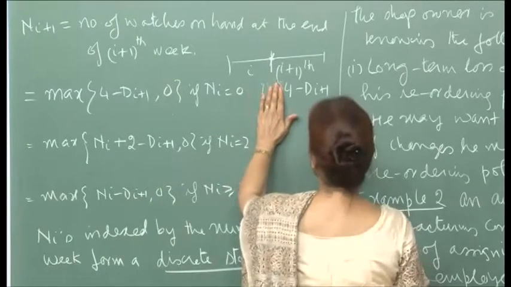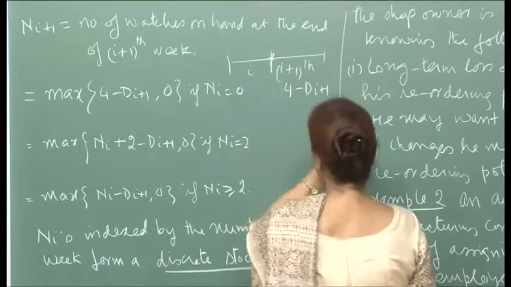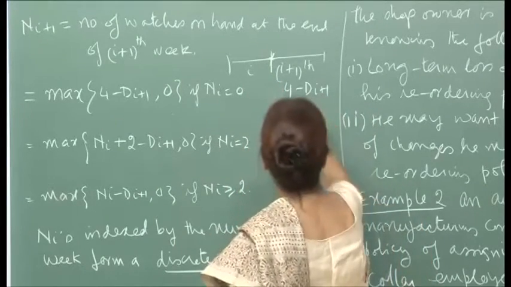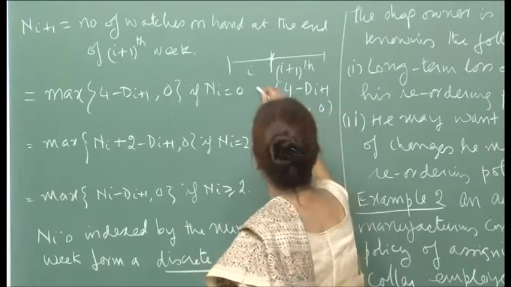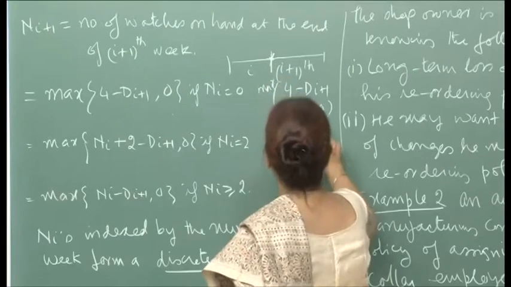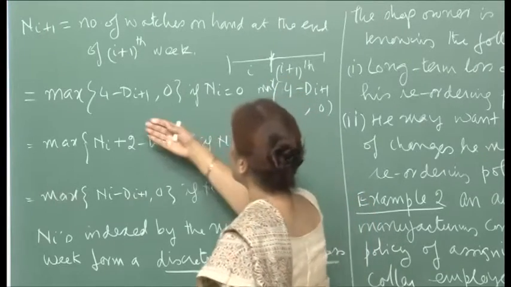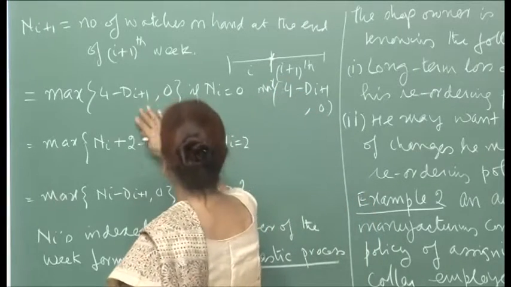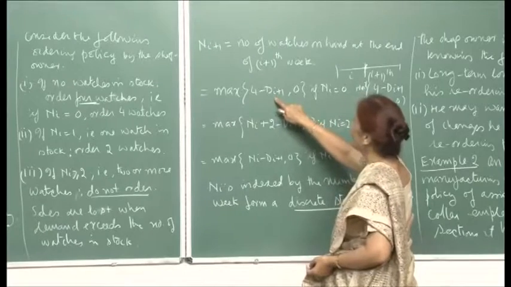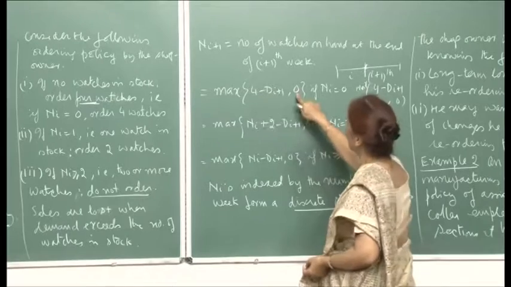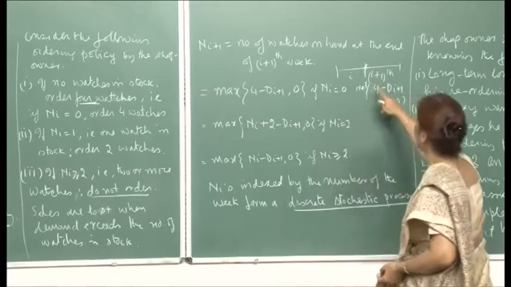So, actually this will be 4 minus Di plus 1, and if your demand is more than this, then of course you take the max of this, because you cannot have a negative number of watches. So either you have 4 minus Di plus 1 if Di plus 1 is less than 4, or you have no watches left at the end of the next week.